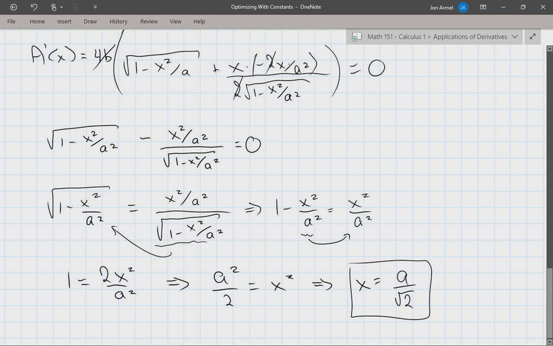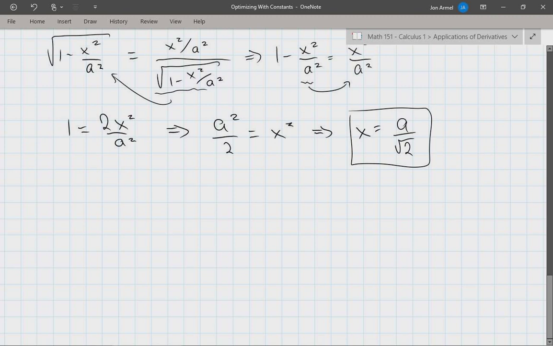I guess technically, the derivative is undefined. If I look at this term up here, the derivative is undefined when x equals a, because then x squared over a squared is 1 and you have a 0 in the denominator. But I was already going to check x equals a anyways because it's an endpoint, so let's not worry about that too much. This is the only critical point kind of in the middle of the interval. All right, so we're moving right along.